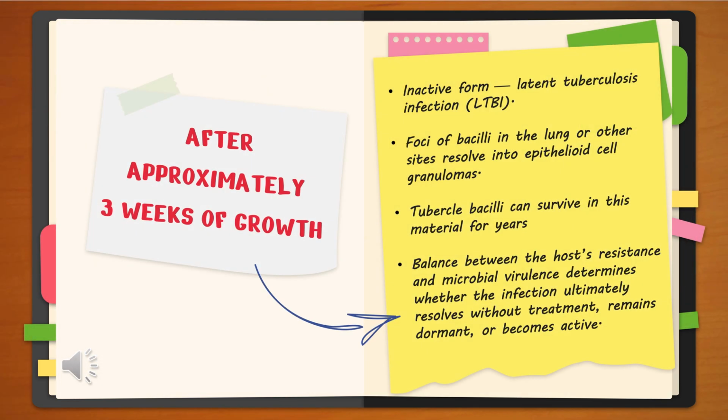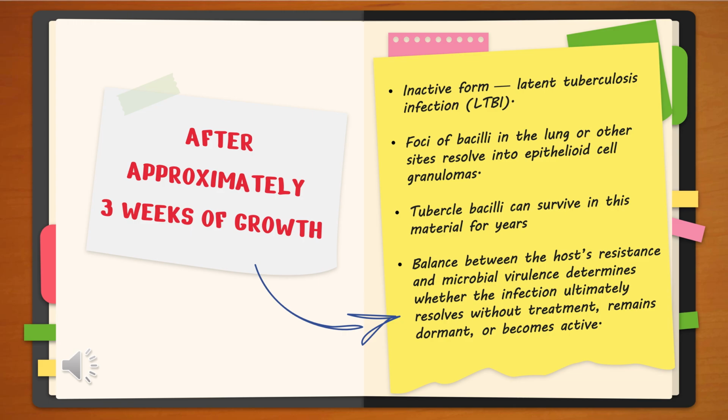After approximately 3 weeks of growth, the infection may be suppressed into an inactive form called latent tuberculosis infection, or LTBI, with resistant hosts controlling mycobacterial growth at distant foci before symptoms or signs develop. Foci of bacilli in the lung or other sites resolve into epithelioid cell granulomas, which may have caseous and necrotic centers. Tubercle bacilli can survive in this material for years.